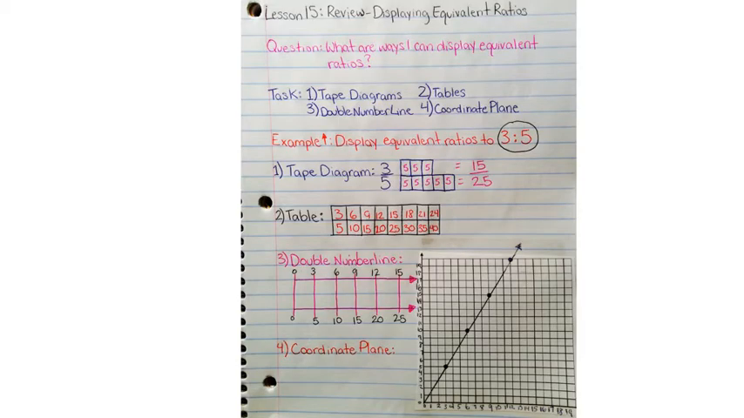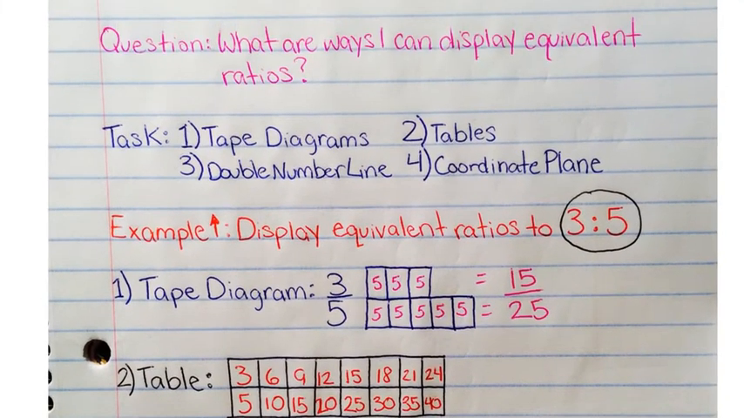As I said a moment ago, this is a review lesson. So what we're going to be trying to answer is what are some ways I can display equivalent ratios. We've studied over the last few weeks these four techniques. Tape diagrams are what we started out with. Then we moved into using ratio tables. Then we started using double number lines and a coordinate plane, or a graph.